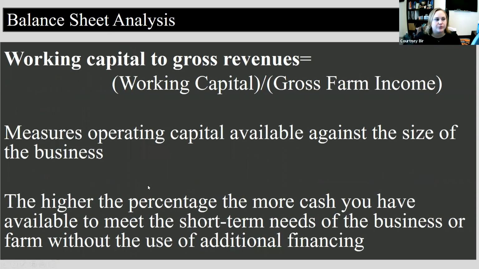So working capital to gross revenue is working capital divided by gross farm income. It measures the operating capital available against the size of the business. A higher percentage means that you have more cash available to meet the short-term needs of the business or farm without use of additional financing. So this is what you can cover on your own without having to get an additional loan or sell medium or long-term assets.